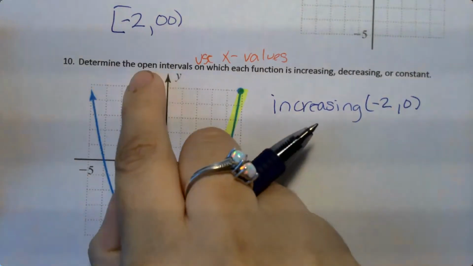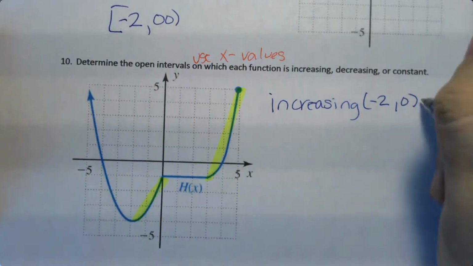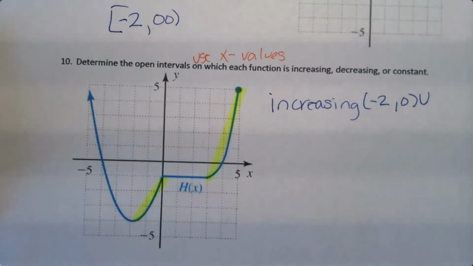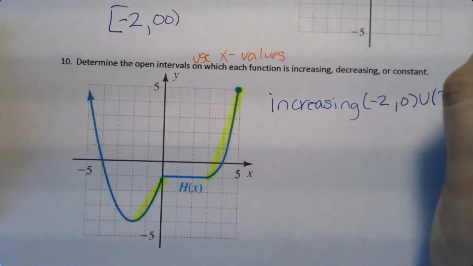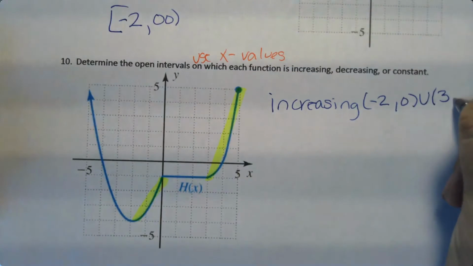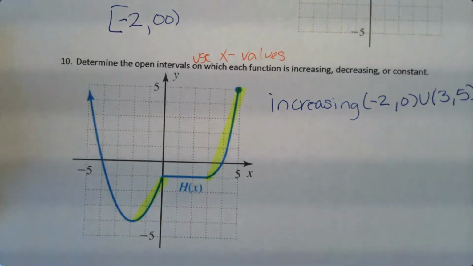It told me to use open intervals, which remember are parentheses. I want to use this u to show that two sets are going together. And then it starts up again at 3 and ends at 5. So again, I'm going to use the parentheses here.